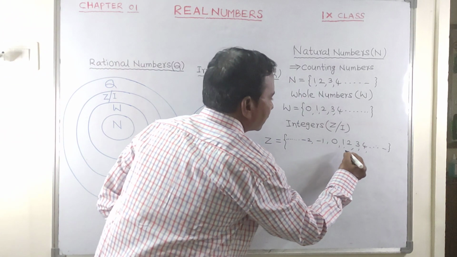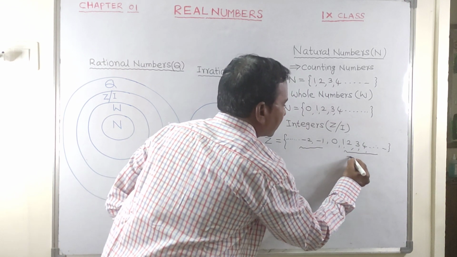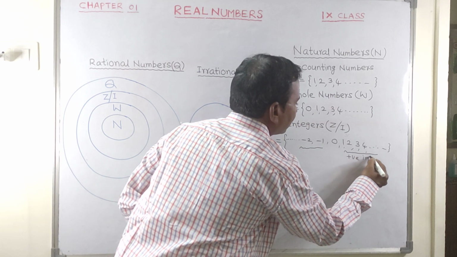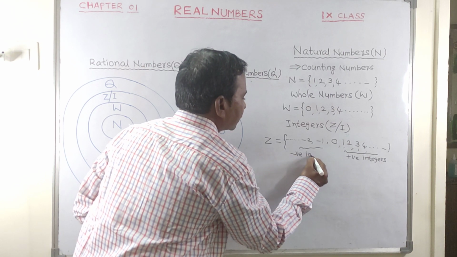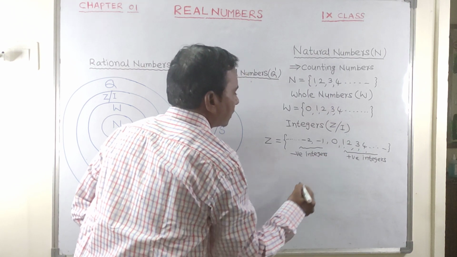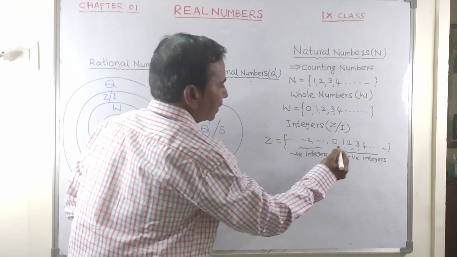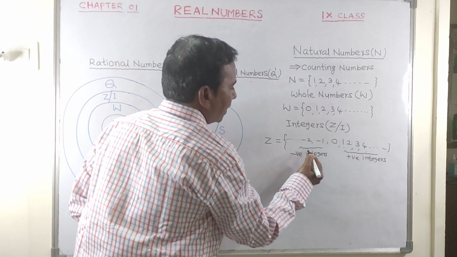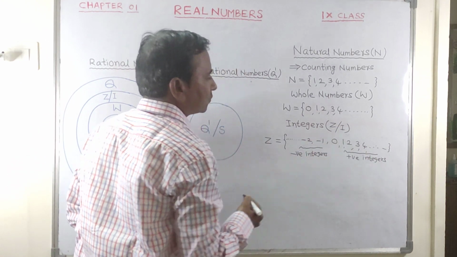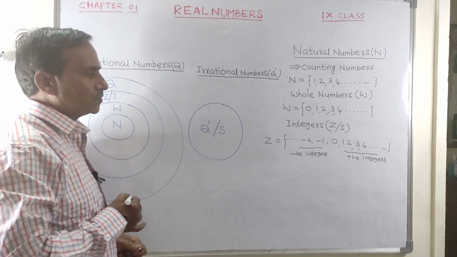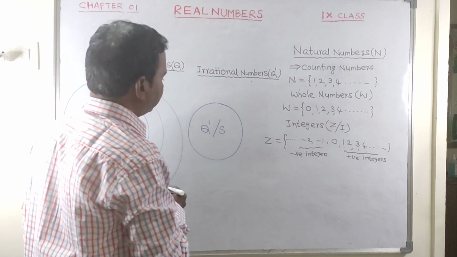So the numbers which contain positive values and negative values along with 0: these are positive integers, and these are negative integers. So we can say Z represents the set of integers which contains positive numbers and negative numbers along with 0. 0 is neither positive nor negative, means for 0 we should not keep any plus sign or minus sign. It won't contain any sign, right?